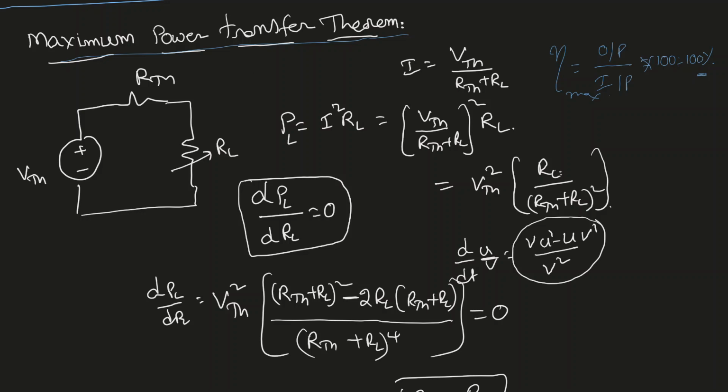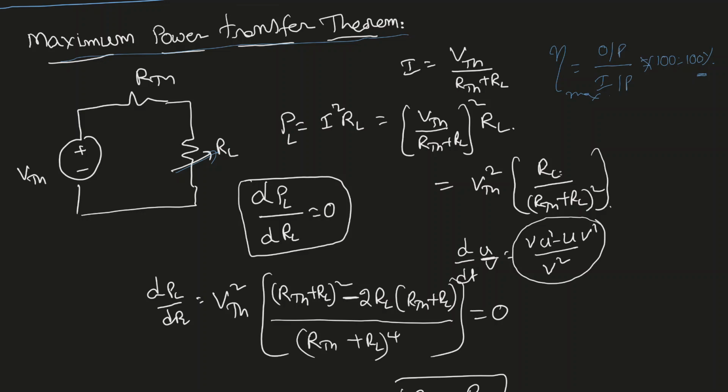When will we get the maximum power across the load resistance? Why do you care for that? For example, if you take a solar panel, sunlight is free, so I don't care about the input. All I care about is the output power, how much power I'm getting. So there I need to look for the maximum output power because my input, solar sunlight, is free. In those cases, this theorem is very useful.